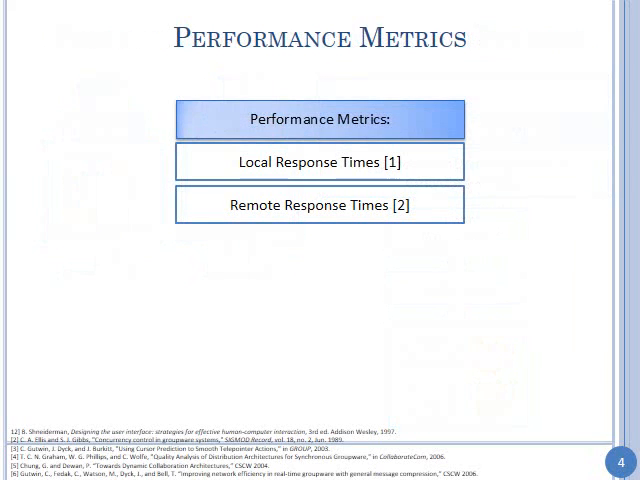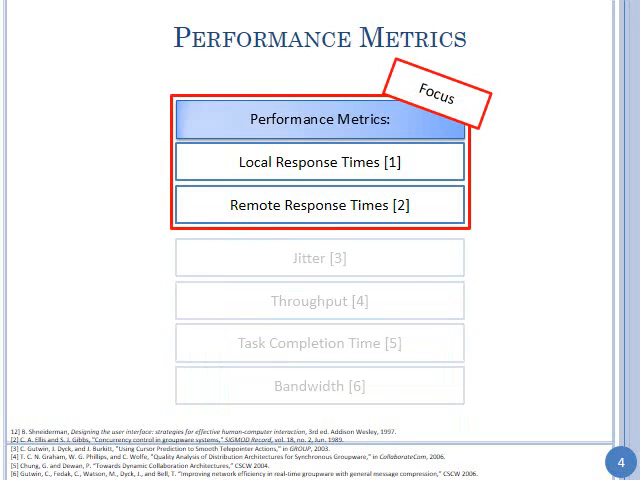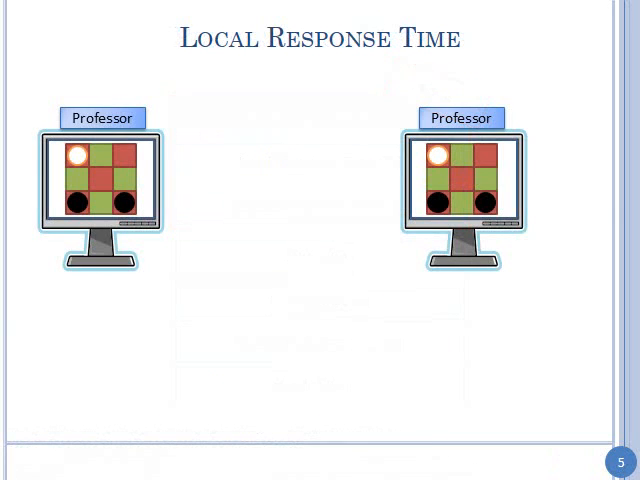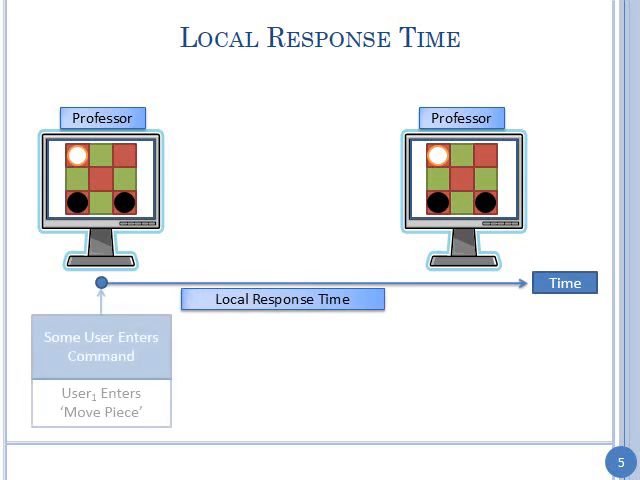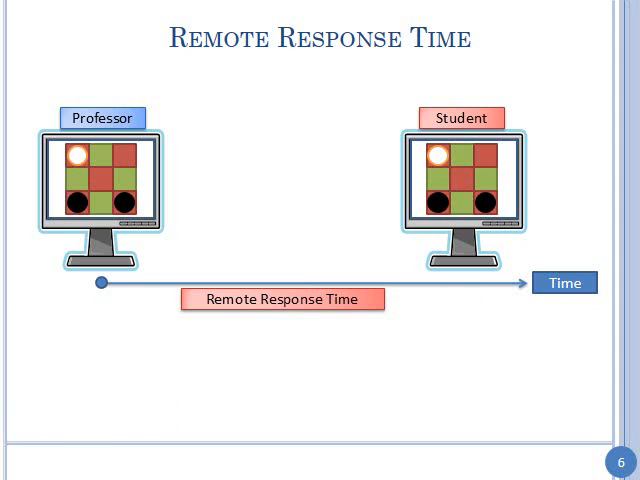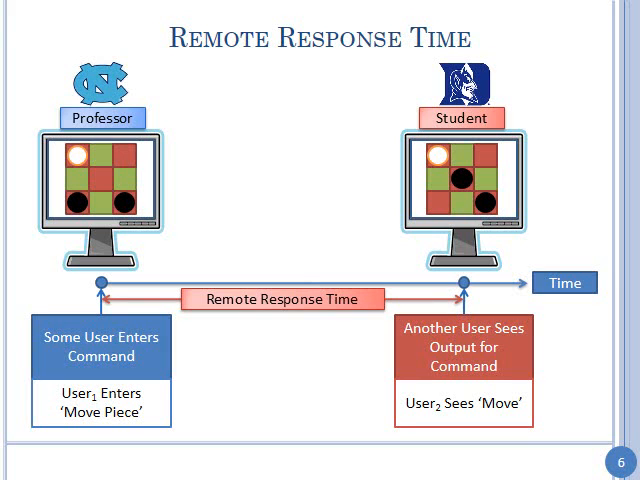There are many performance metrics for collaborative applications: response time, jitter, throughput, task completion time, bandwidth. While all of them are important, our focus was on response times. Response time is defined as the amount of time that elapses from the moment a user enters a command to the moment that user sees the output for the command. The remote response time is defined as the amount of time that elapses from the moment some user enters a command to the moment another user sees the output for the command.